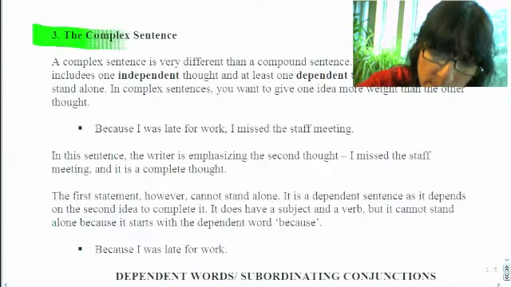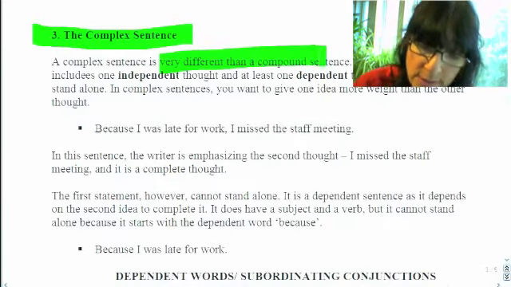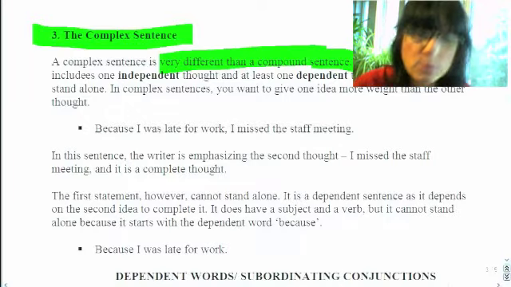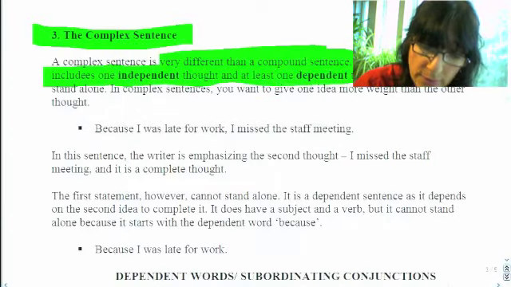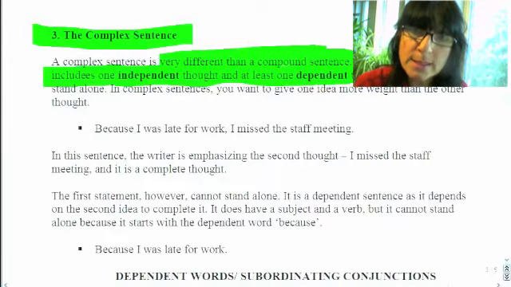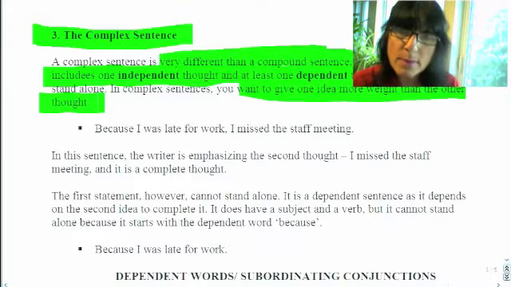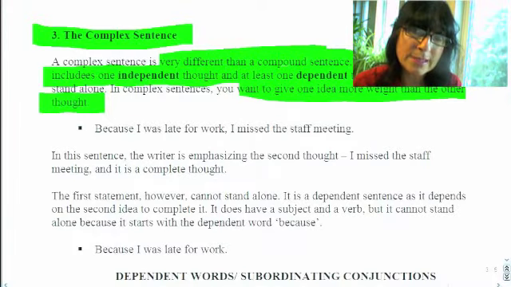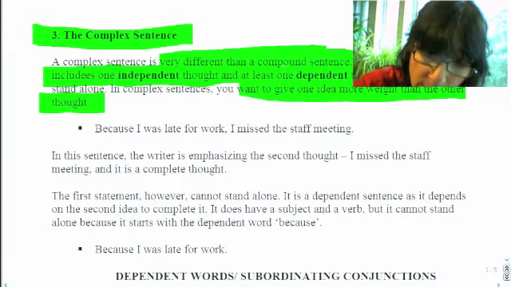Here's the third type of sentence. It's called a complex sentence. A complex sentence is very different than a compound sentence, and here's why. The complex sentence includes one independent thought and at least one dependent thought which cannot stand alone. So in a complex sentence, one idea has more weight than the other. In the compound sentence, they're equal because they're both complete thoughts and they're of equal weight. In the complex sentence, one idea is more heavily weighted, it's more important than the other.